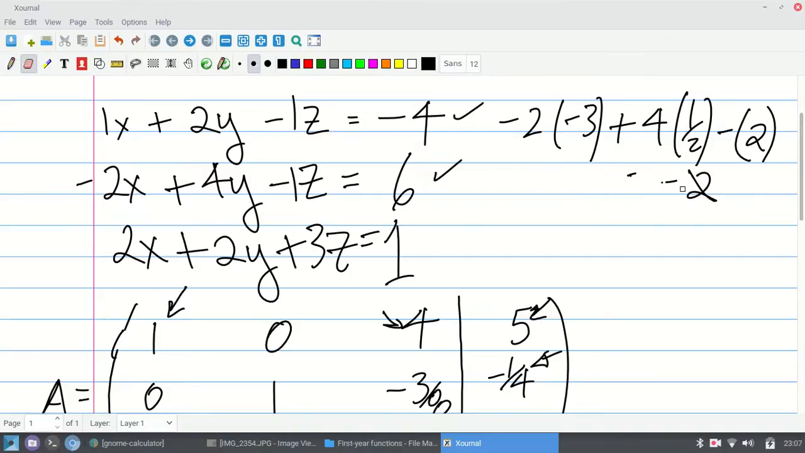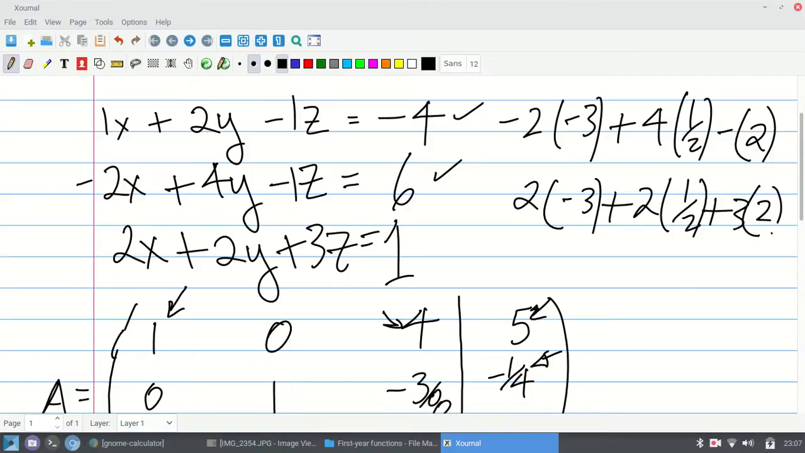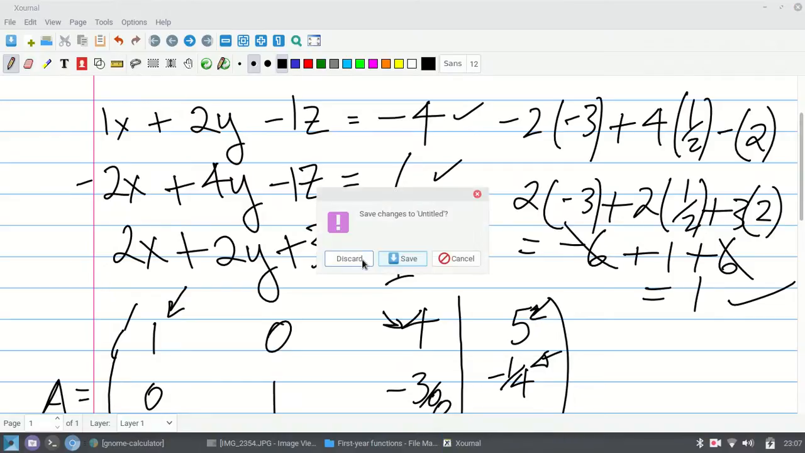So the third one is probably satisfied, but heck, I'm going to check just in case. 2 times negative 3 plus 2 times a half plus 3 times 2. So this is negative 6 plus 1 plus 6. So I get 1, right? Because the 6's will cancel. So there you go. So that's that guy. That's solving linear systems of equations using matrices.